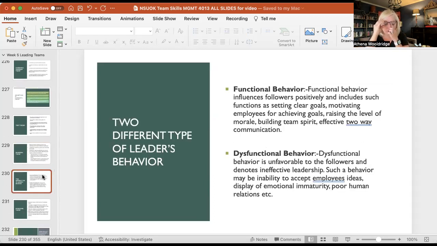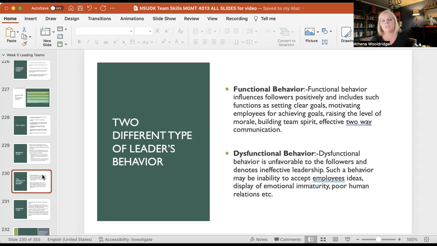Okay, so there are 2 different types of leaders' behavior if we're talking about behavioral theory. One of those is functional behavior. Functional behavior is where we can really influence people positively. We have really effective communication skills. We're very strongly motivating. It's just a real positive sort of behavior if you think about this: functional, meaning that it does function well, or dysfunctional, it does not function well.